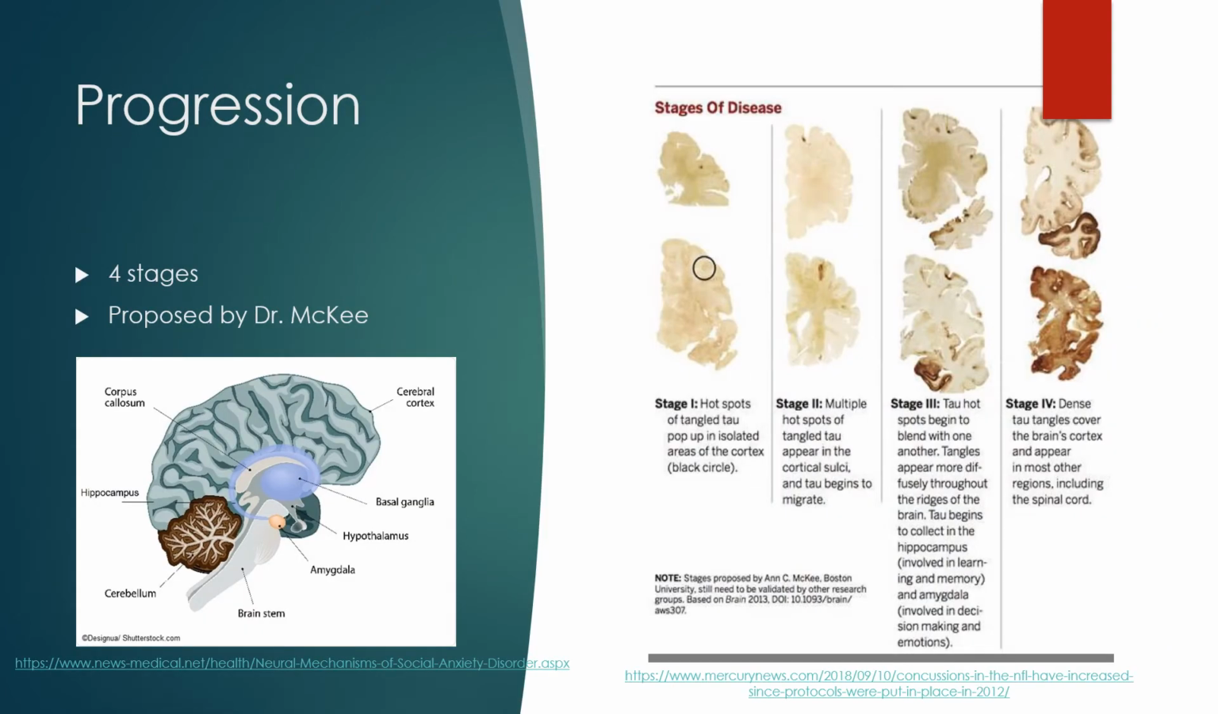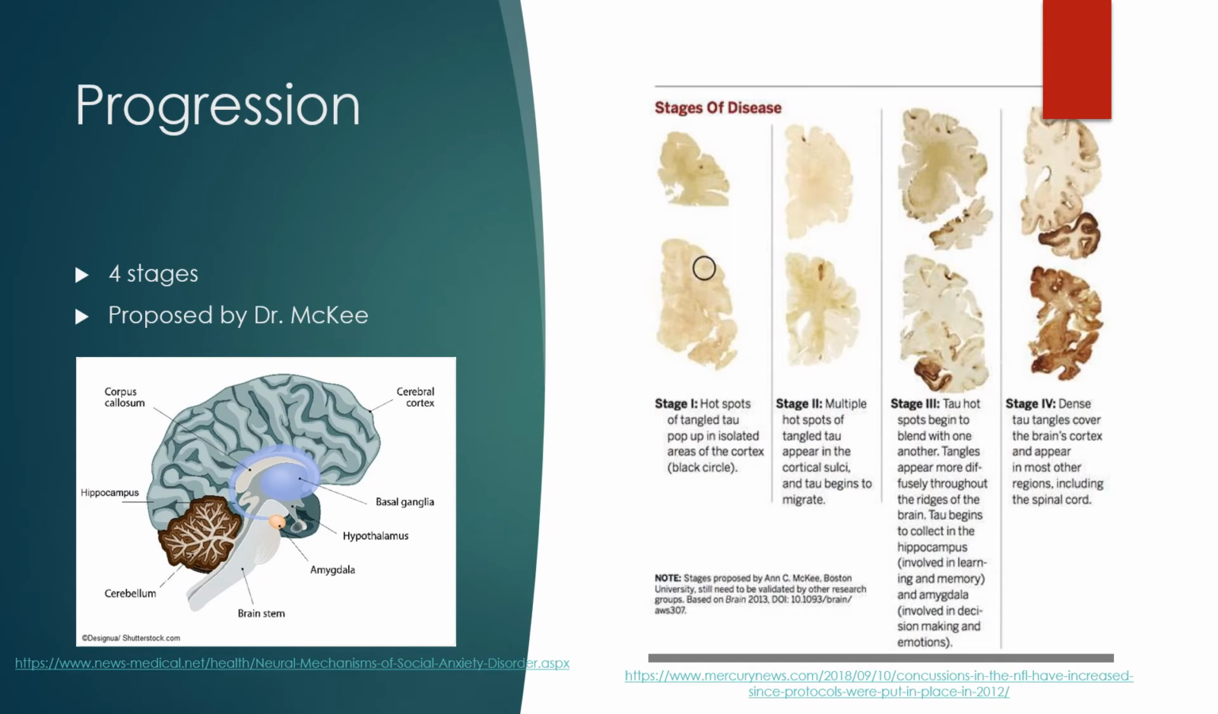Among the many contributions by Dr. McKee is the proposed method of classification of CTE. Stage 1 is characterized by isolated tau clumps in the cerebral cortex. Stage 2 shows multiple tau clumps in the cortical sulci.